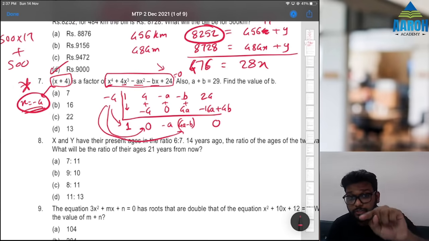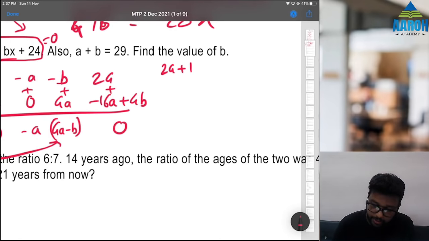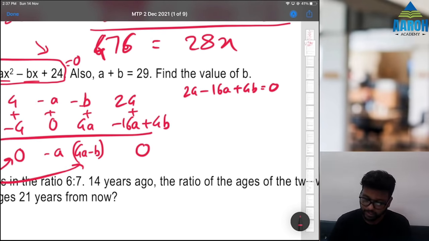That means that last part should be 0. That should be 0 means what? 24 plus this is going to be 0. So we get an equation. What equation? 24 minus 16a plus 4b is equal to 0. That means 24 is equal to 16a minus 4b. We can take 4 common and divide it.